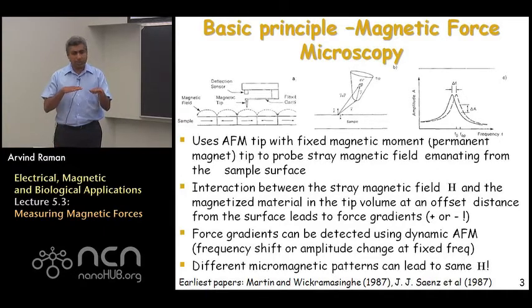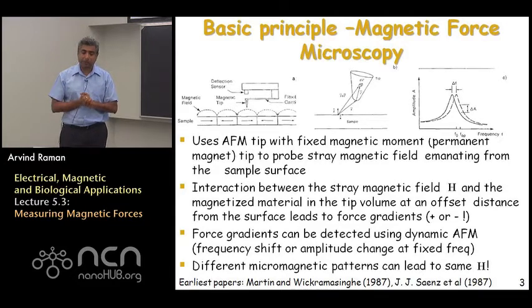What one has in such structures or in such samples are micromagnetic patterns. There are domains and there are magnetic moments associated with each of these domains, and they create a magnetic field above the sample. And the magnetic fields have gradients associated with them. And so when an AFM tip is brought at a certain height from the surface, it experiences these gradients. We've already learned how force gradients can be sensed using dynamic atomic force microscopy, those are typically sensed using changes in amplitude or changes in phase or changes in frequency.